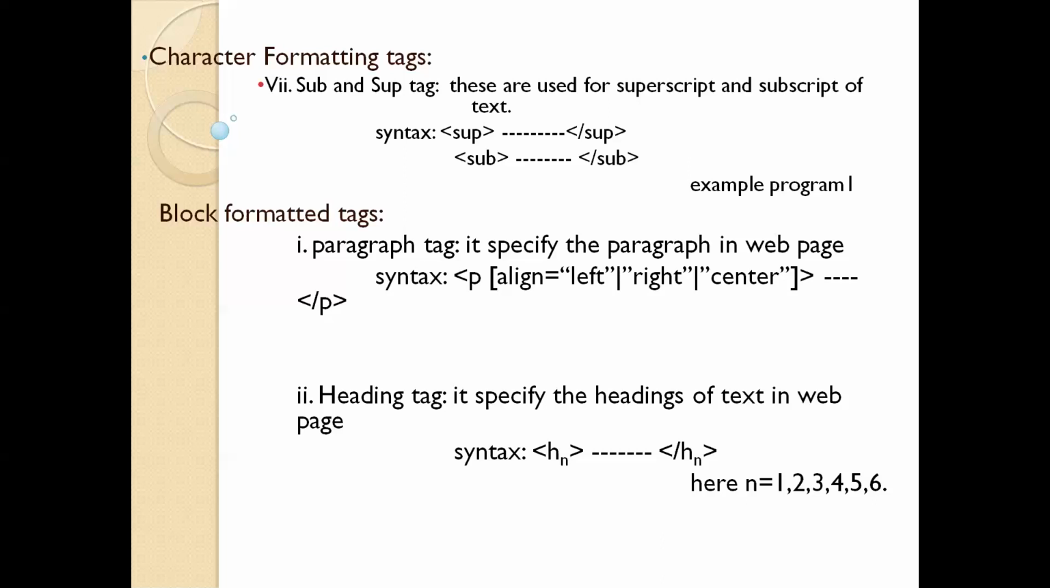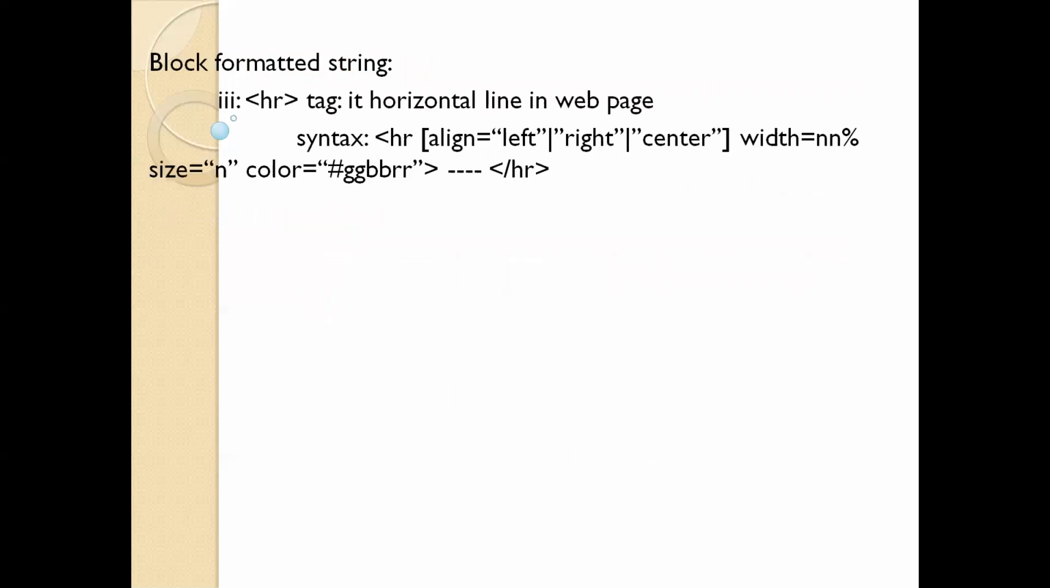We can use any type of tags depending upon our needs only. Next one, h1 is high size, h6 is low size, and then block formatted string, hr. So if we want to draw some horizontal line on a web page, we can use a tag called the hr tag. The hr tag draws a horizontal line in a web page.